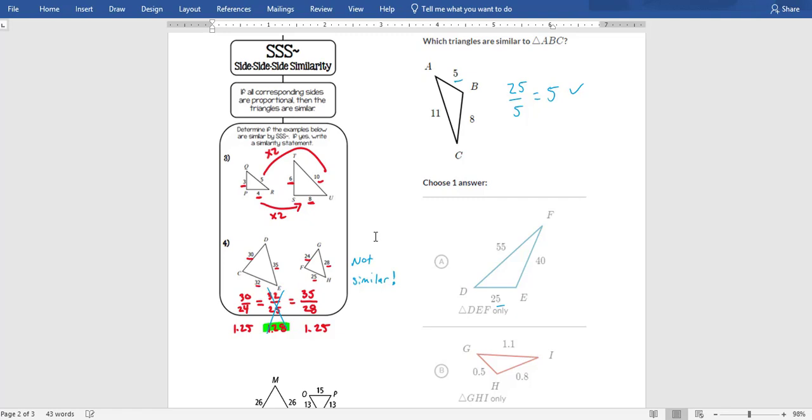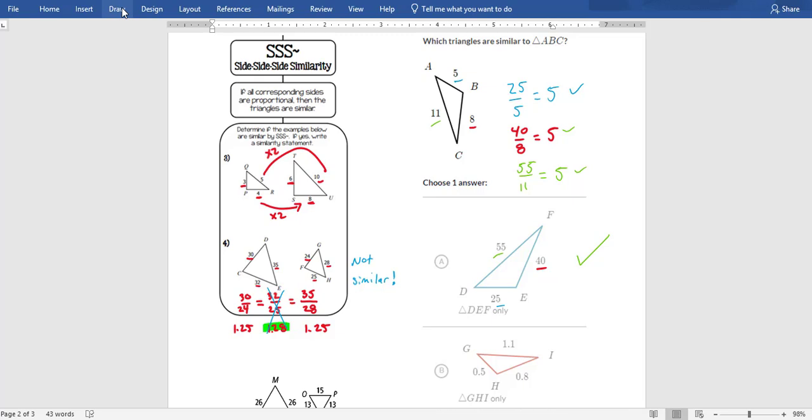And let's see if it's the same for all the other ones. So let's pick the mediumest side. That's the 40 and the 8. Well, 40 divided by 8 is also 5. Hey, we're on a roll here. Let's pick the biggest sides now. 55 divided by 11. That's also 5. So these all have the same scale factor. So triangle ABC is definitely similar to triangle DEF. Cool. Let's check out if the last one is similar.